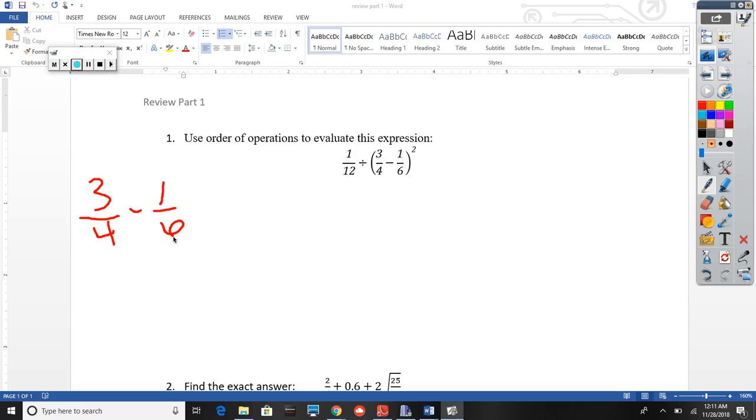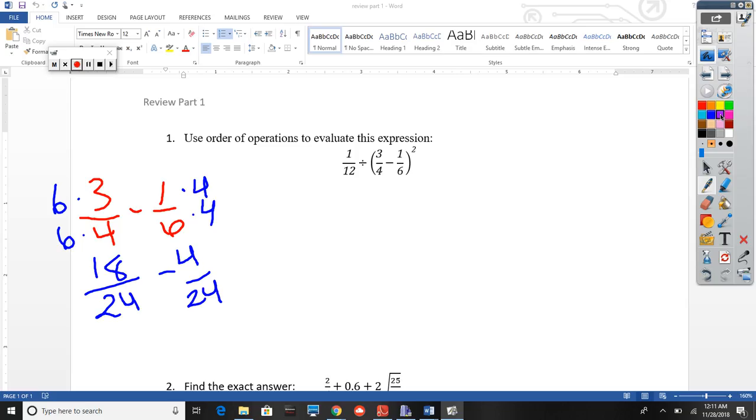You gotta have the same denominator. So in order to get the same denominator, I'm going to multiply this part by 6, and I'm going to multiply this part by 4. 6 times 3 is 18. 6 times 4 is 24. 1 times 4 is 4. 6 times 4 is 24. So now that I have the same denominator, I can subtract them. 18 minus 4 gives you 14 over 24, and I can simplify this to 7 over 12.